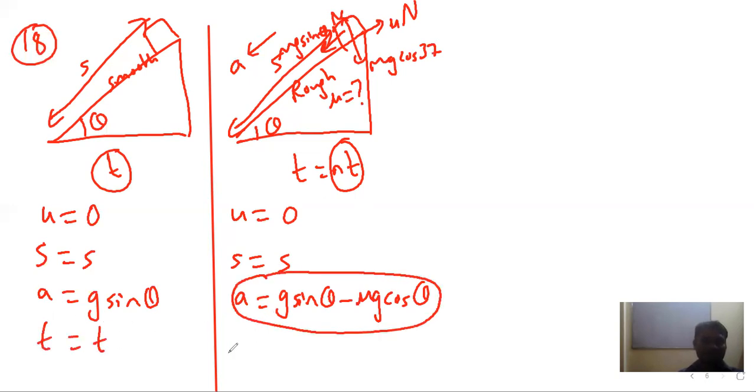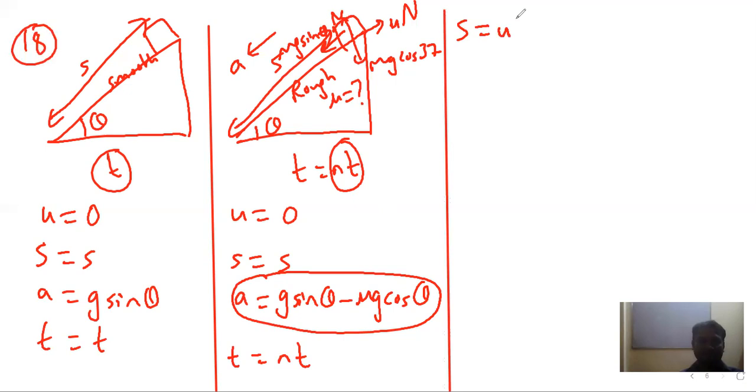Time here is t, time here is nt. So which equation will we use? We will use S is ut plus half a t square. Let us use this kinematic equation, S is ut plus half a t square, in both cases, first in the case of the smooth wedge, and then in the case of the rough wedge.